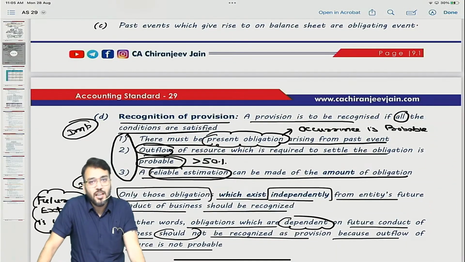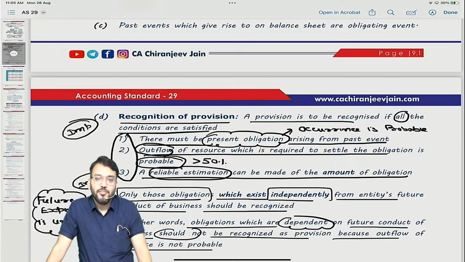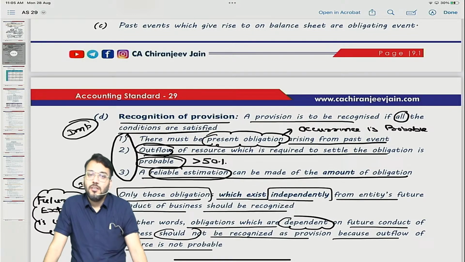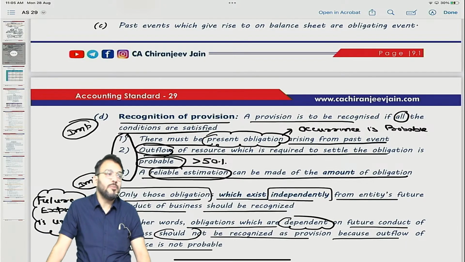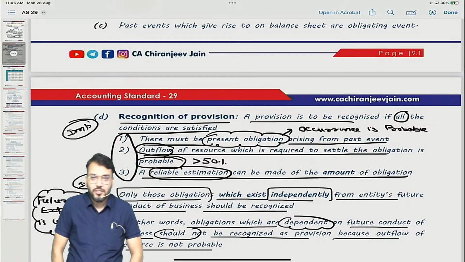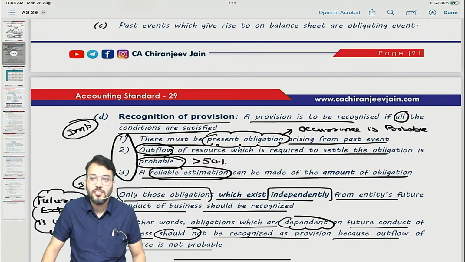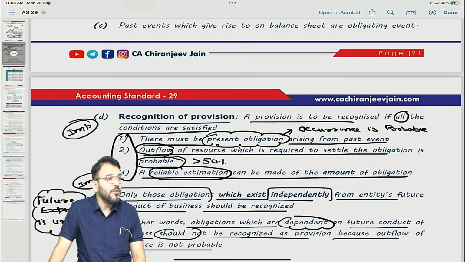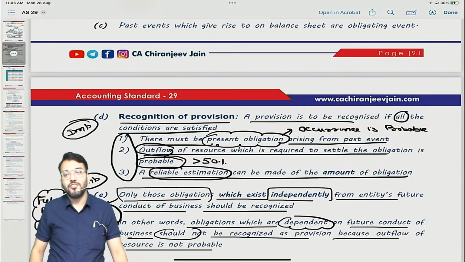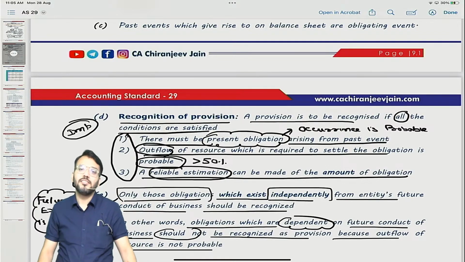Then we came to recognition of provision. We discussed that if there are three conditions and if all the three conditions are satisfied, then we recognize provision. Recognize provision means what? We record provision journal entry. Correct? Understood? So what are the three conditions? First condition, there must be present obligation arising from past event. Second condition, outflow of resource which is required to settle the obligation is also probable. And the last, a reliable estimation can be made for the amount of obligation. If all these three conditions are satisfied, then we pass the journal entry of provision on the date when the recognition criteria is satisfied.